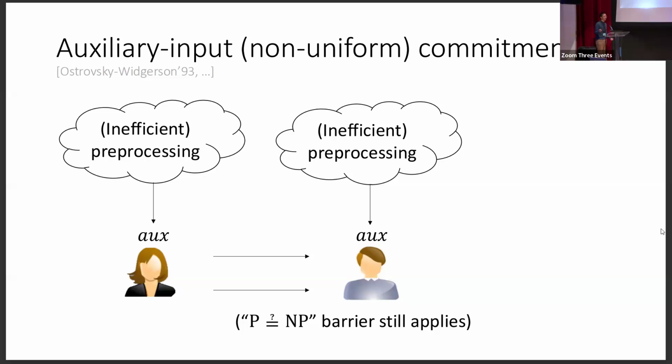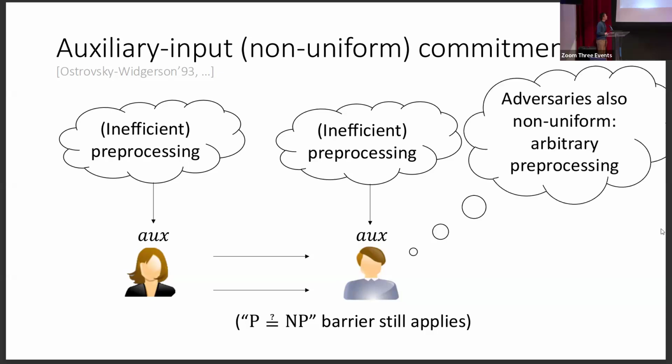There is a folklore result that even for commitments with classical auxiliary input, the P versus NP barrier still applies. By which I mean that if you can construct such an auxiliary input commitment, it will still imply P not equal NP. I should emphasize here that we, of course, should allow the adversaries to also be non-uniform, so they can also do arbitrary pre-processing depending on the scheme.